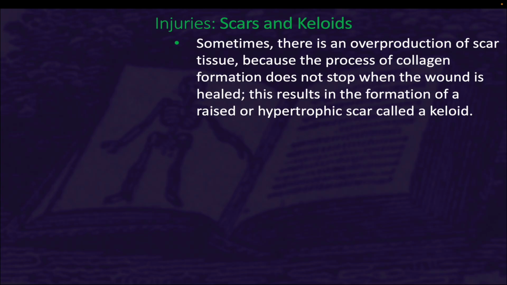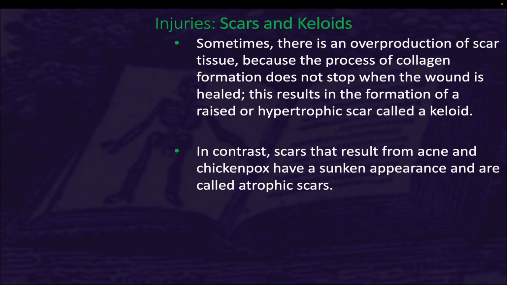Sometimes there is an overproduction of scar tissue because the process of collagen formation does not stop when the wound is healed. This results in the formation of a raised or hypertrophic scar called a keloid. In contrast, scars that result from acne and chickenpox have a sunken appearance and are called atrophic scars.